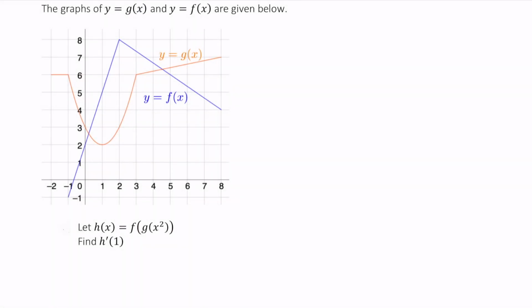Welcome. In this video, we're going to use the graphs of y equals g of x here in orange and y equals f of x in blue to find the first derivative of this function h evaluated when x equals 1, given that h is equal to f of g of x squared. So the first thing you always want to do is find a formula representing the derivative, and that's namely h prime of x that we're looking for.